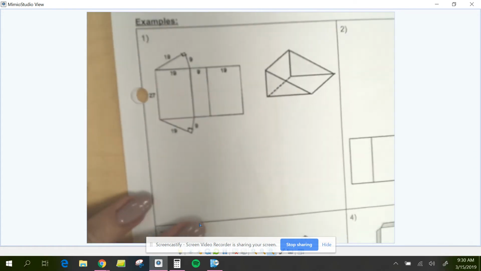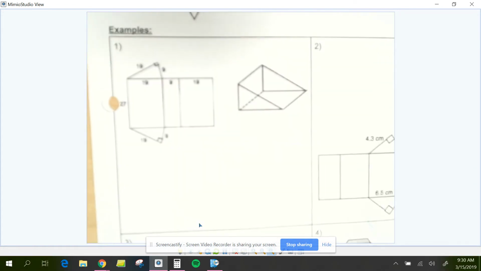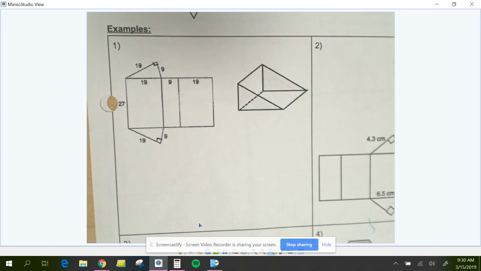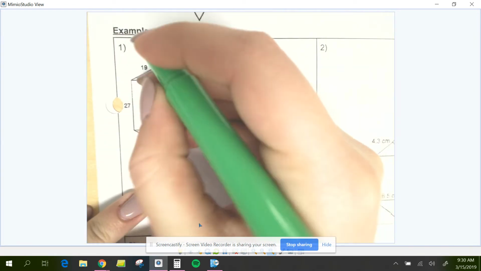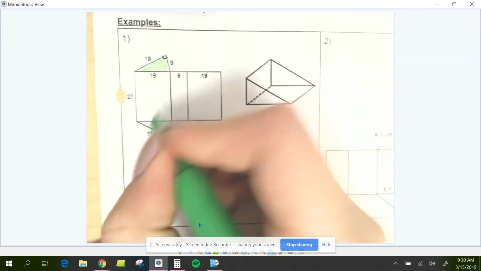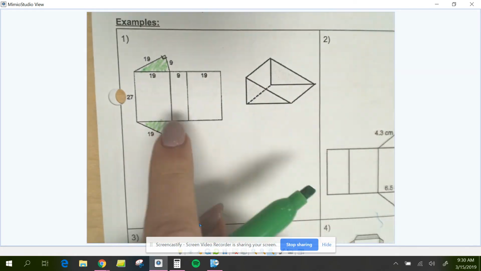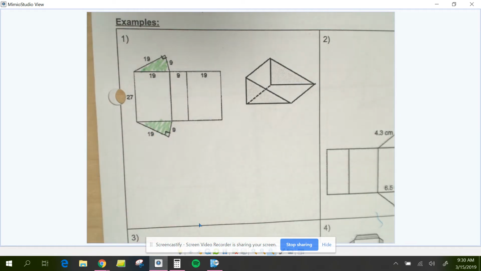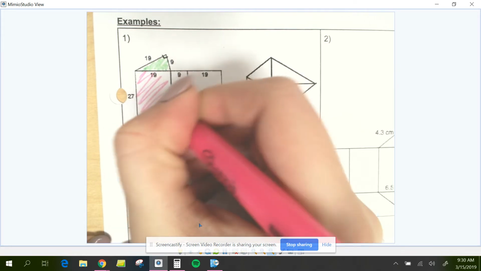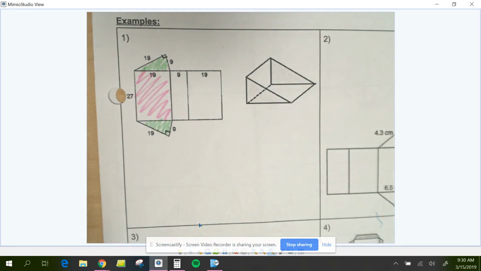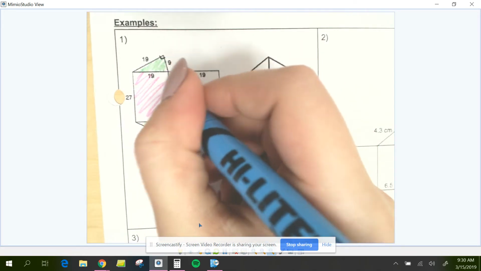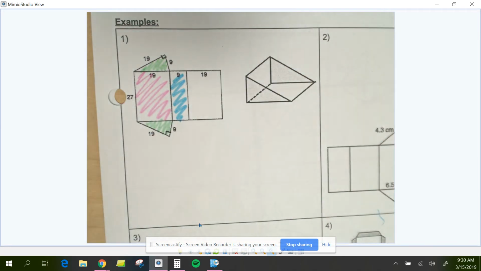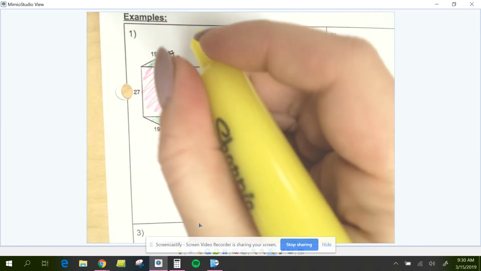So if I'm looking at the surface area of these, number 1, okay, you know me, I like to color code, and I'm going to make my triangles the same color because they're the same. But then notice these are different. So I'm going to make this one pink, this one blue, just to show that they're different. And this last one, yellow.